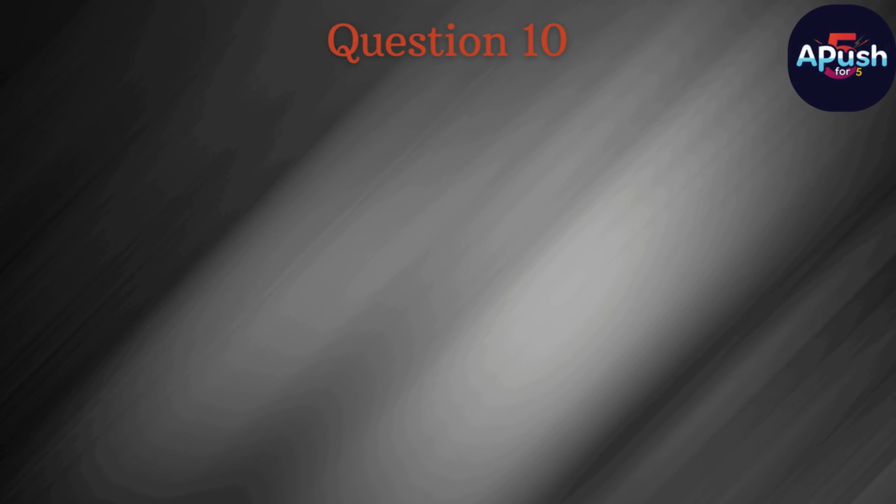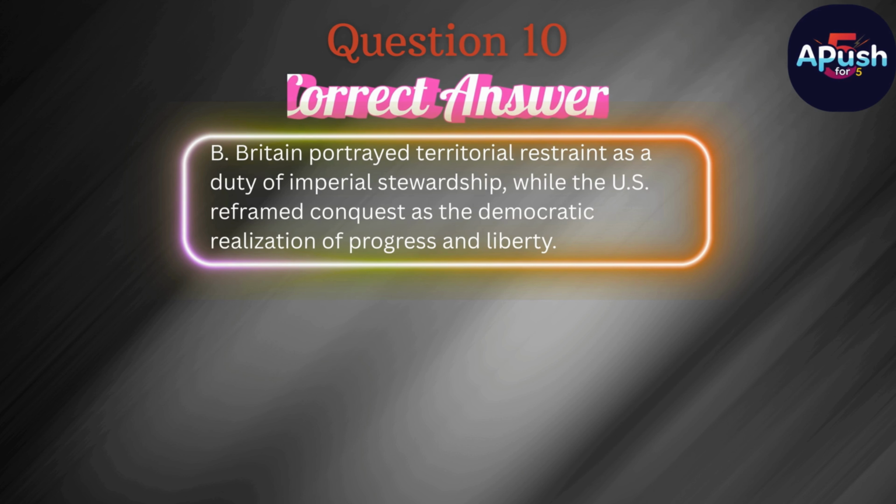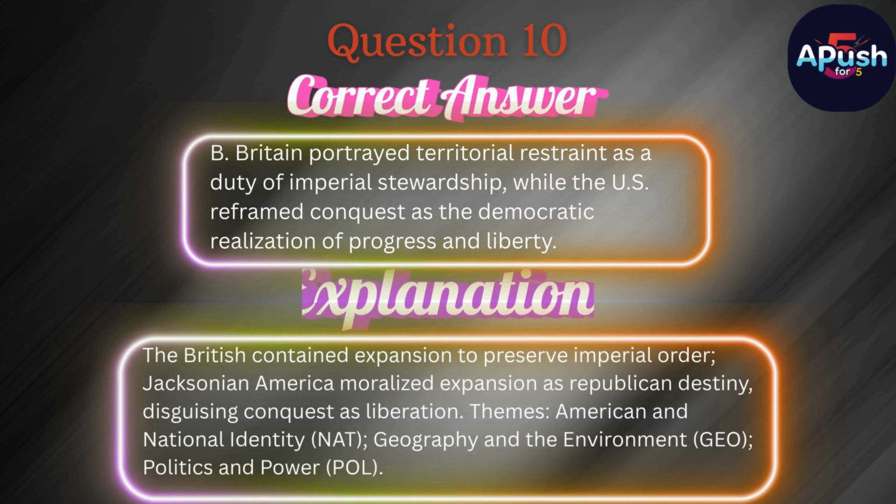The correct answer is B. Britain portrayed territorial restraint as a duty of imperial stewardship, while the U.S. reframed conquest as the democratic realization of progress and liberty. The British contained expansion to preserve imperial order. Jacksonian America moralized expansion as republican destiny, disguising conquest as liberation.